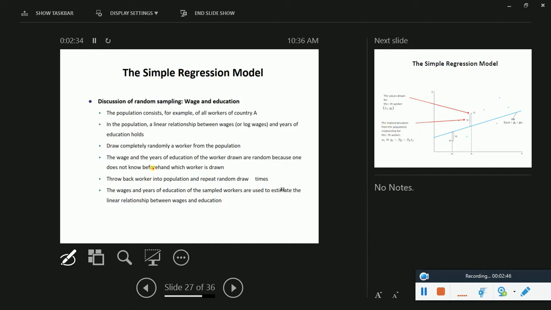The fourth point is that the wage and the years of education of the worker drawn are random, because one does not know beforehand which worker is drawn, right? So they have drawn randomly, they didn't just go to a particular area and collect the data. They went to several areas, offices or, let's say, construction sites, everything. In fact, you will find where the data is collected, they have some information regarding that on their website, right? So these are the steps that they have followed, and we basically covered this in the last class.